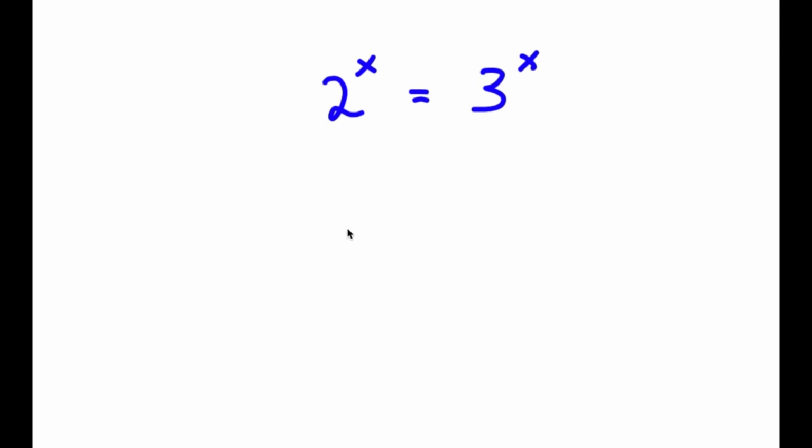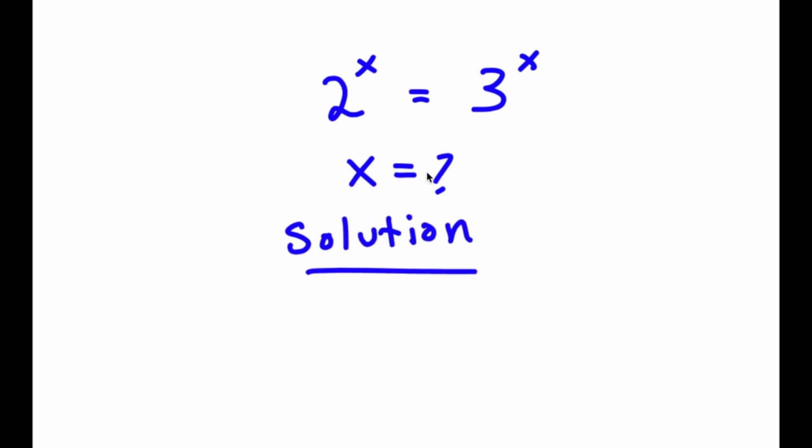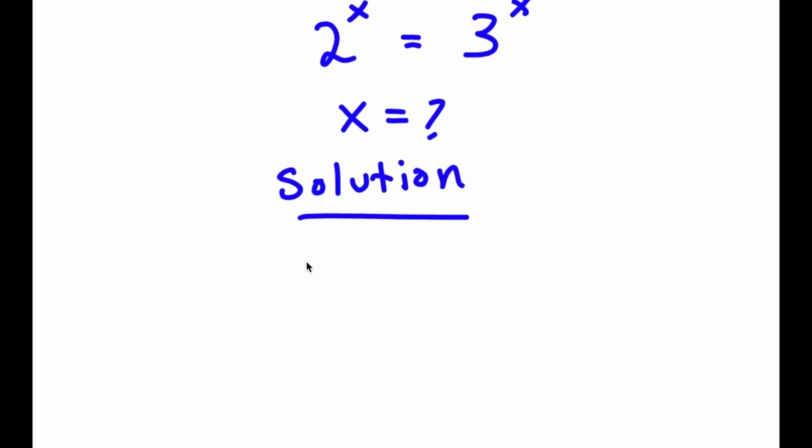Alright, so in this problem, I have 2 to the power of x is equal to 3 to the power of x. So I obviously want to find the value of x here. So for my solution, I'm going to first start by writing 2 to the power of x is equal to 3 to the power of x.